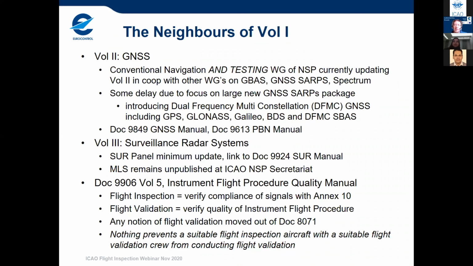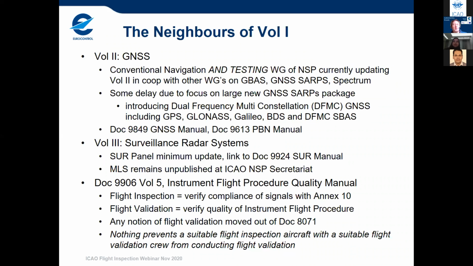So the update of Volume 2 had to take a bit of a setback, but Volume 1 was already completed in good time. 2 other documents that have some relation are Doc 9849, the GNSS manual, which does talk about monitoring of GNSS, so that is related also a bit to testing. And Doc 9613, the PBN manual, where the whole provision of conventional radio navigation aids linked to conventional procedures actually takes on a bit of a new context when DME/DME and VOR/DME are being used to support PBN.